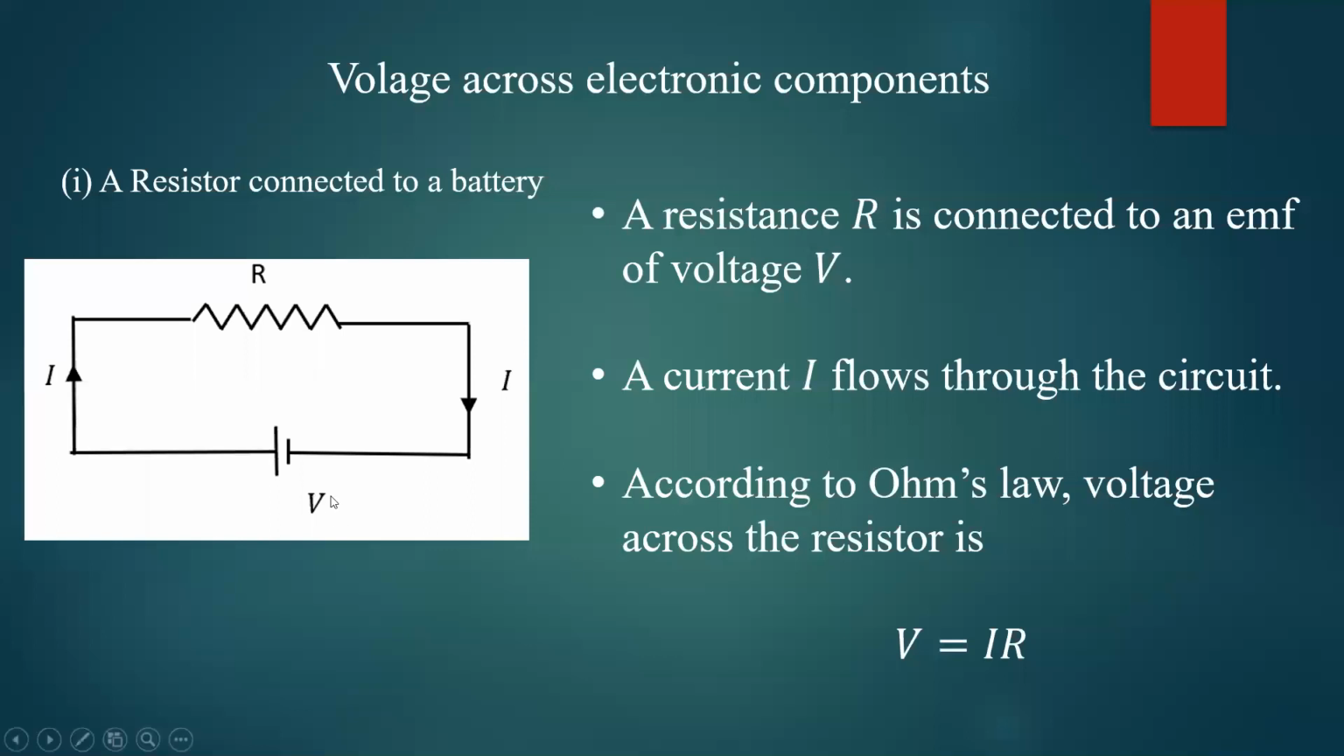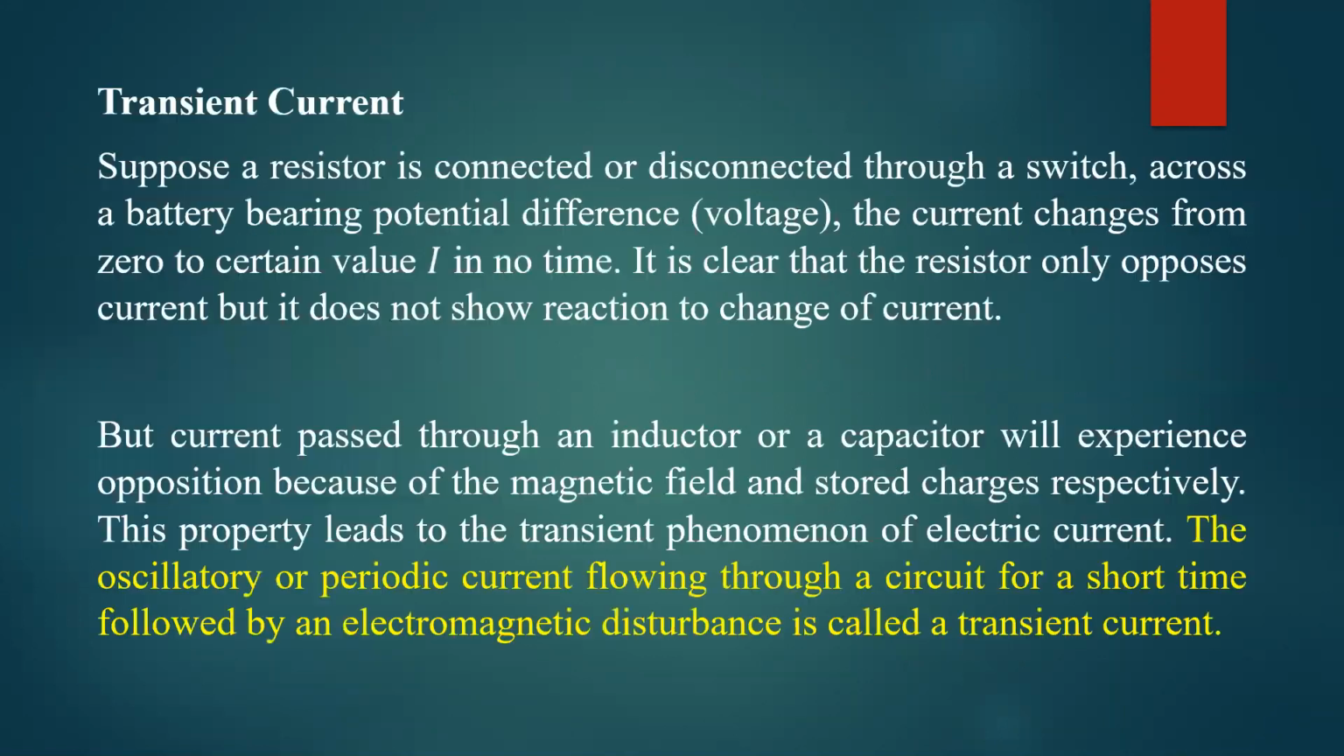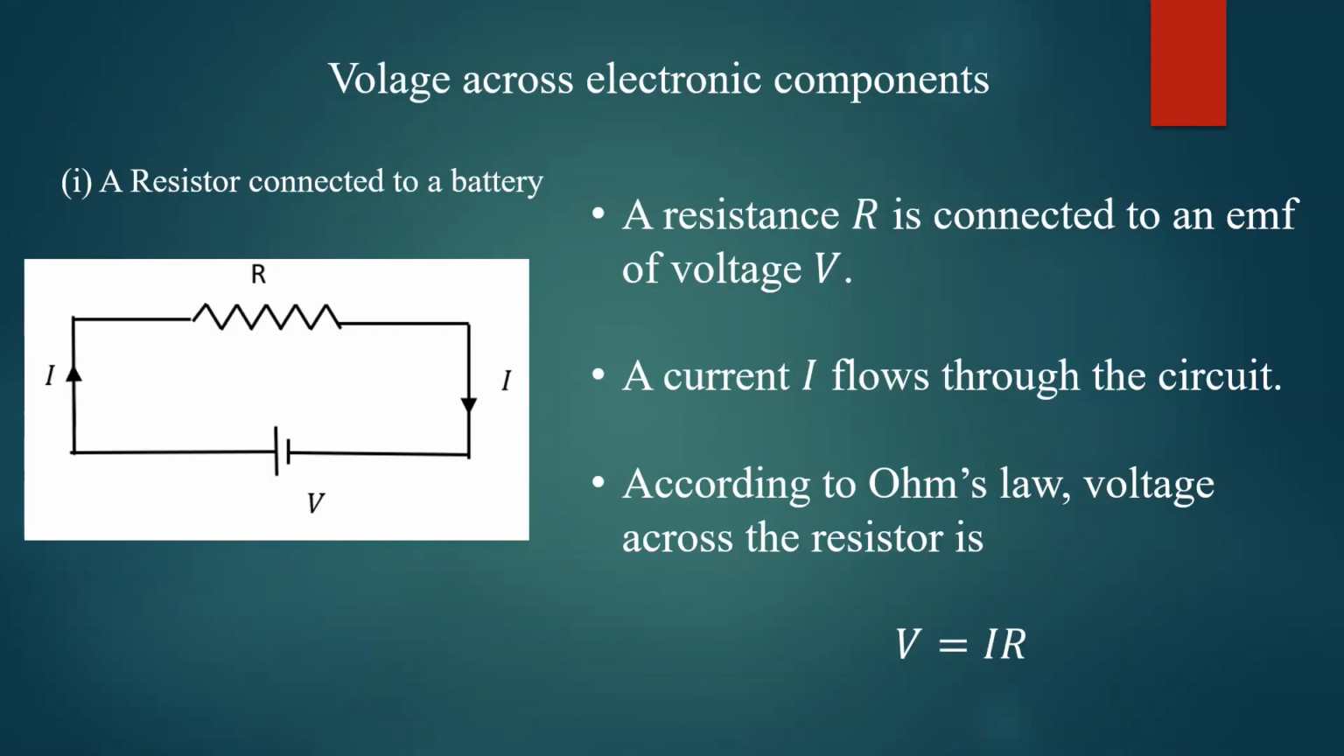Whether the battery voltage is 10 volts or 5 volts, to calculate the voltage across the resistance, what you have to do is take the IR product, current into resistance. That is the actual method. That is the actual voltage across the resistance. You remember this point very properly. Okay, so this is how we can calculate the voltage across the resistor.